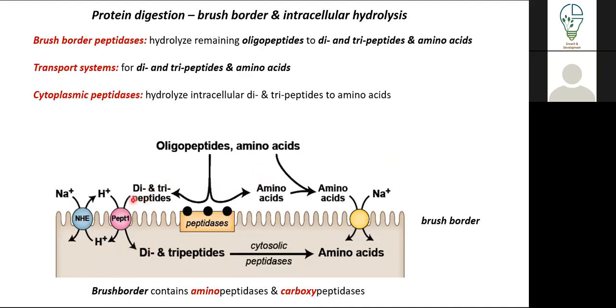Di and tri afterwards will enter through the hydrogen dependent mechanism, which is being fueled by the sodium hydrogen exchanger. The amino acids will enter the cell via a sodium dependent mechanism. The di- and tripeptides will be broken down into amino acids. Amino acids will leave the cell into the blood. Okay.